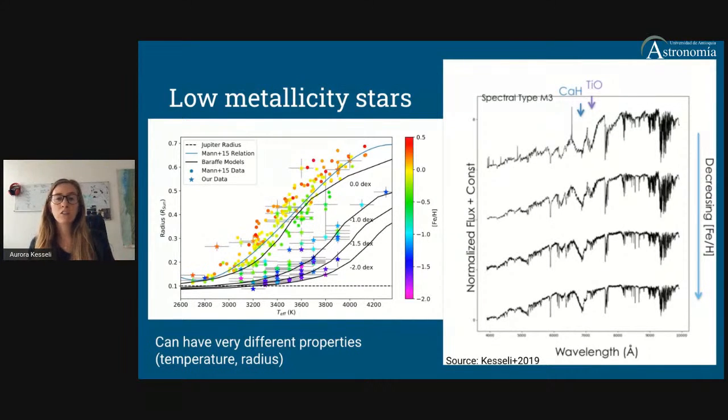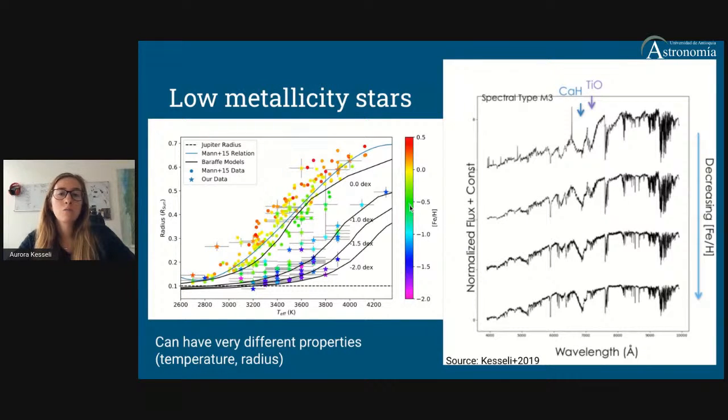So if we're trying to have different radius to temperature or spectral type to radius relations, it is really important to take metallicity into account as well for very low metallicity sources. You can see that if you're just looking in the solar neighborhood, right around 0, everything kind of follows the same relation.